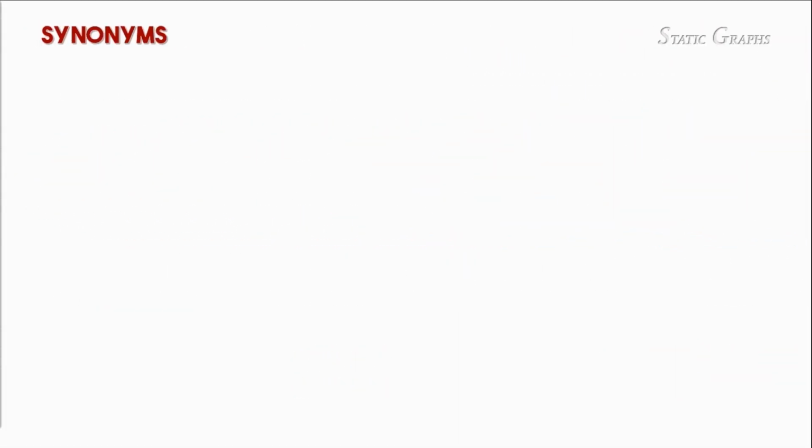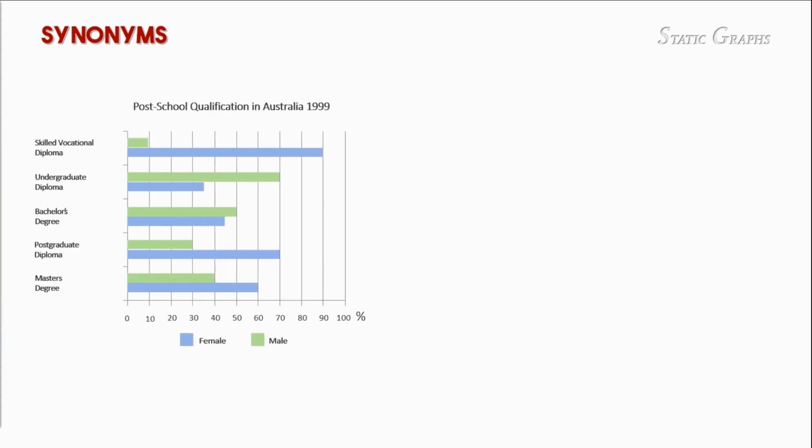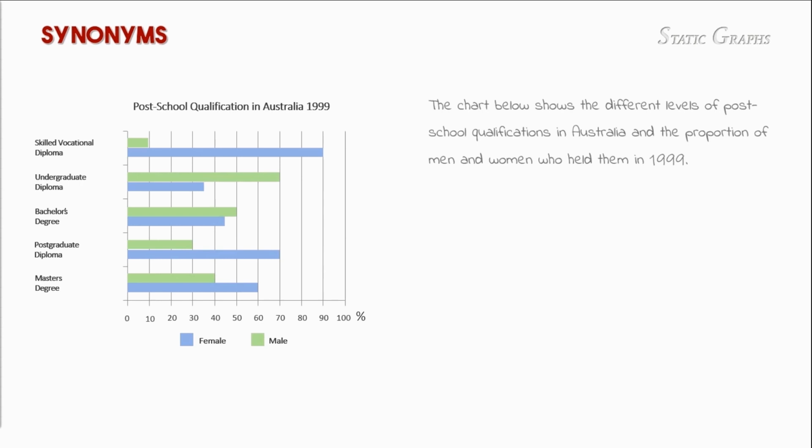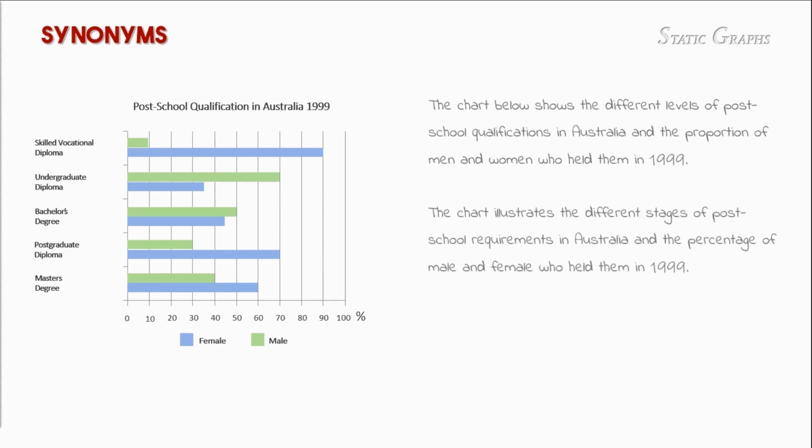Let's look at these 2 examples. The chart below shows the different levels of post-school qualifications in Australia and the proportion of men and women who held them in 1999. The chart below illustrates the different stages of post-school requirements in Australia and the percentage of male and female who held them in 1999.